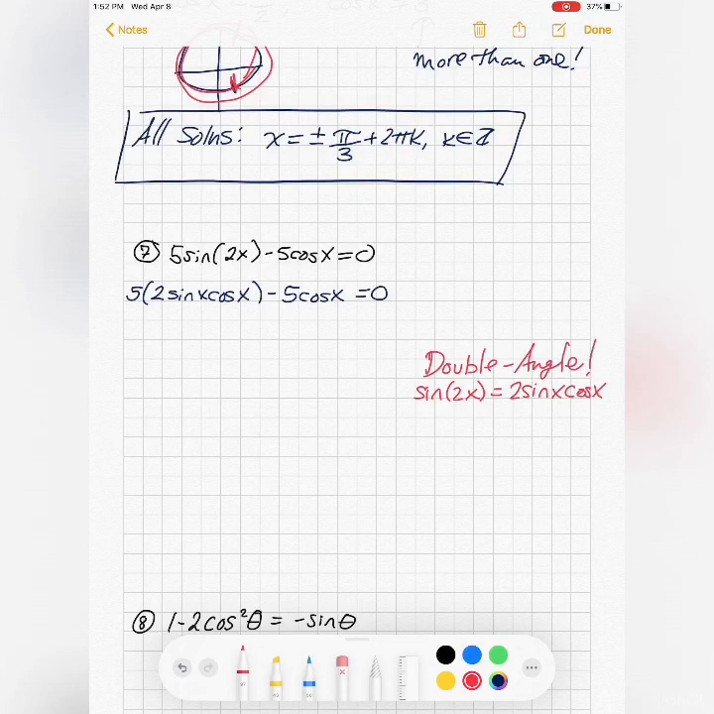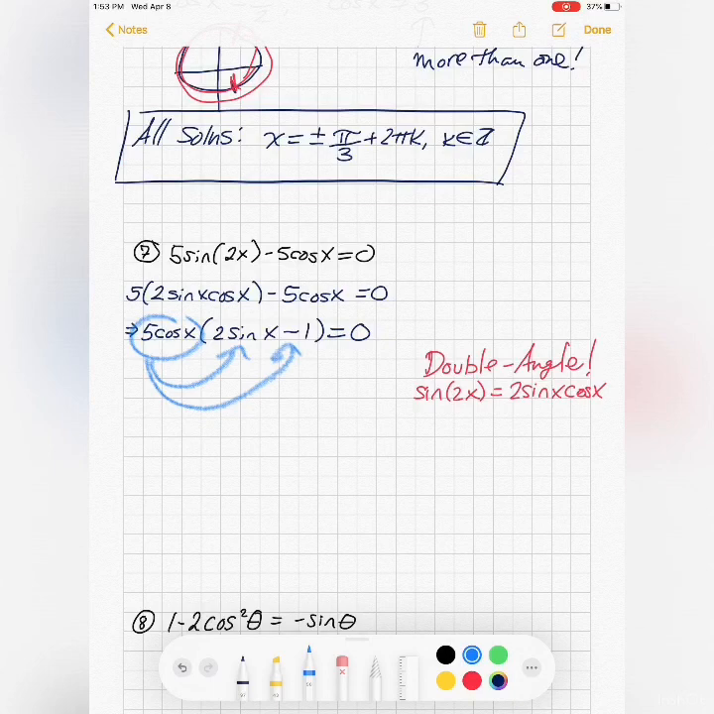Okay, so what is this? Let's see. I can factor out a GCF. Therefore, that leaves me with a 2 sine of x minus a 1. Make sure I got that right. That'd give me my 10 sine x cosine x. That'd give me my minus 5 cosine x. That looks good. Okay, so then this guy says 5 cosine x is 0, or cosine x is 0. This guy says sine of x is 1/2.